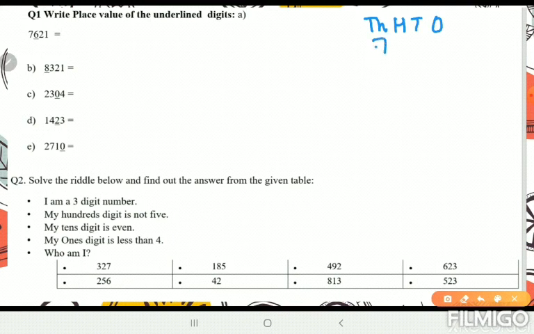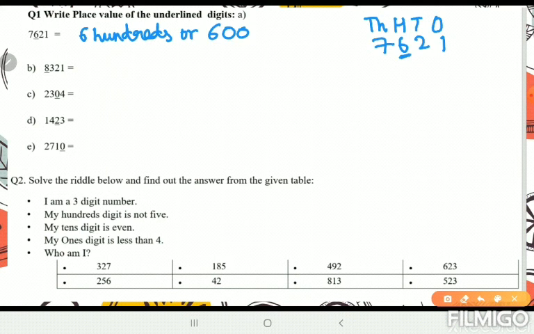It is 7621 and it is asked to find the place value of 6. Now can you see where 6 lies, children? 6 lies at the hundreds place. So what is the place value of 6? It is 6 hundreds, or we write it as 600.